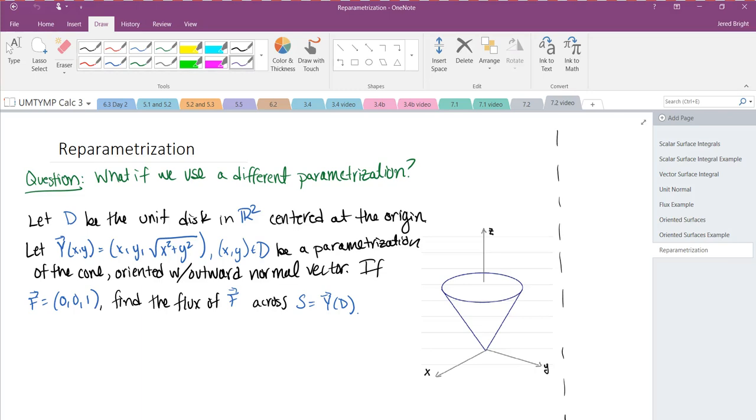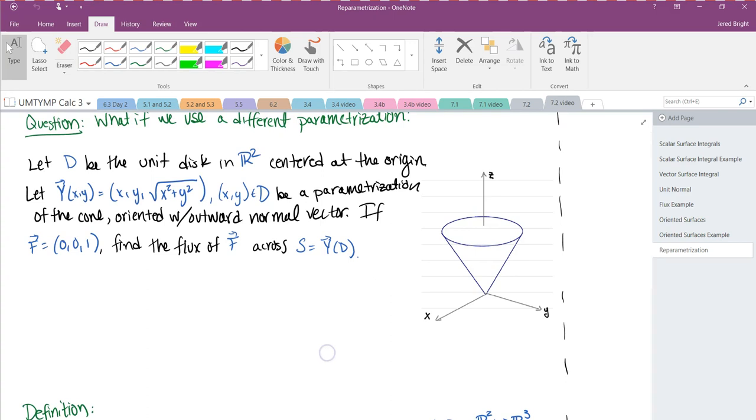So far, for our surfaces, we've dealt with a specific parameterization. But as you know, there's more than one way to parameterize a surface, or anything. And so now we have the same example. We have D being the unit disk, and we have a parameterization of the cone using that disk, and we orient it with an outward pointing normal vector. Okay, so then we want to find the flux across the surface here, given this parameterization.